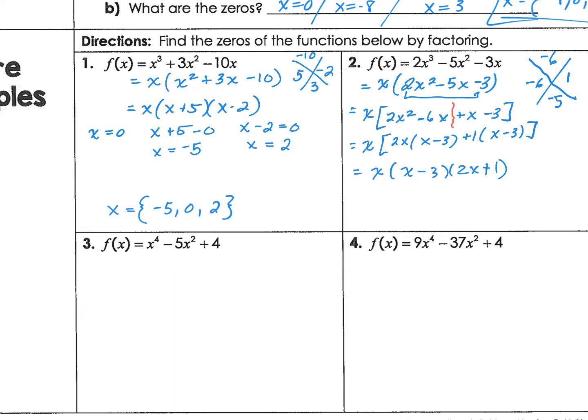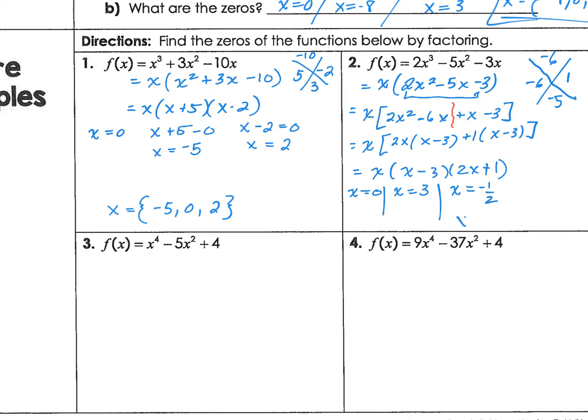Okay, so now what? Set them each equal to 0. X equals 0, x equals 3, and x equals what? Come on, guys, do it in your head. Yeah, move the 1 over and divide, right? So -1/2.